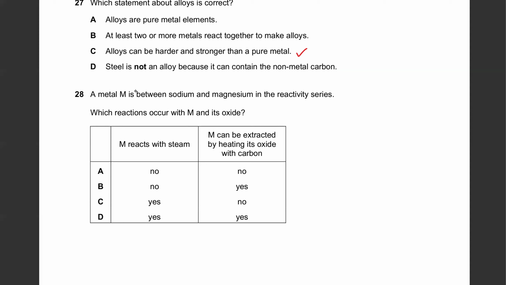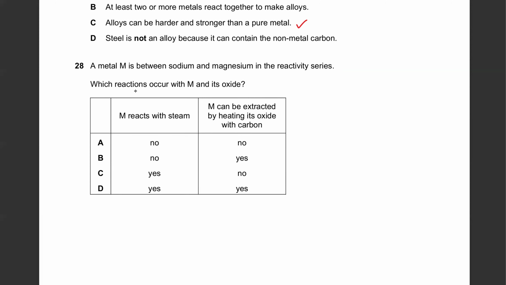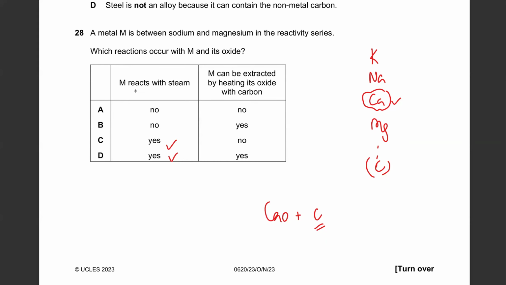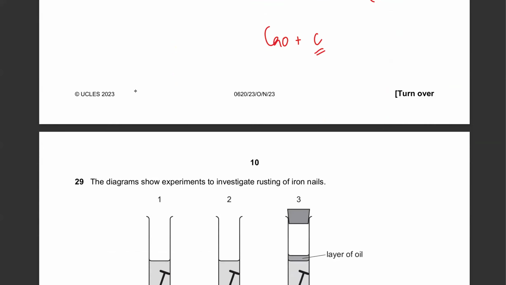A metal M is between sodium and magnesium in the reactivity series, right? Yeah. Okay, Na, Ca, Mg. So I guess it's Ca, right? Which reactions occur with M and its oxide? Will M react with steam? Yeah, it will. Can it be extracted by reacting it with carbon? No, because carbon is over here. So carbon will not be able to reduce it. Carbon is less reactive. So no. So C.